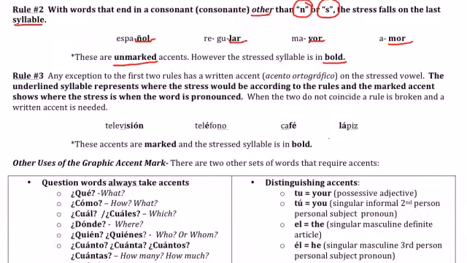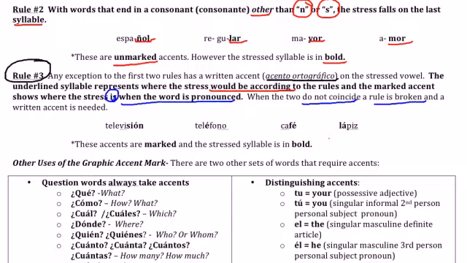We come to rule number 3, and by now you should know that there are many exceptions in Spanish. So rule number 3 simply is any exception to the first 2 rules will take a written accent, which is called acento ortográfico. The underlined syllable represents where the stress would be according to the rules, and the marked accent shows where the stress is when the word is pronounced. When the two do not coincide, a rule is broken and the written accent, the graphic accent, is needed.